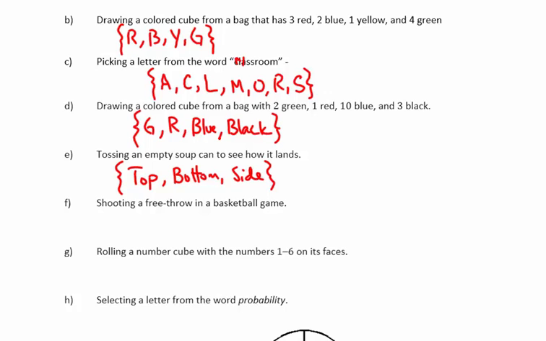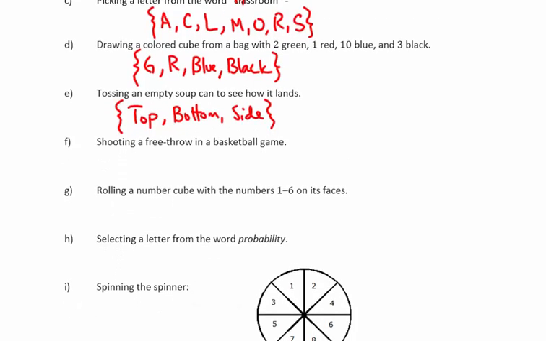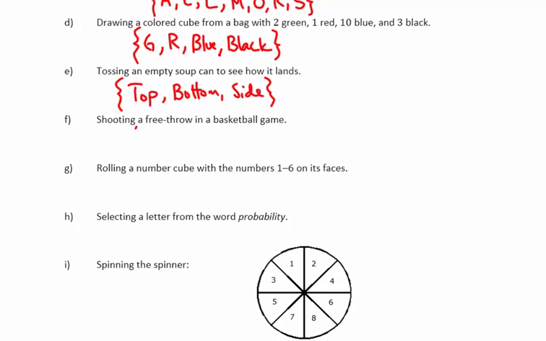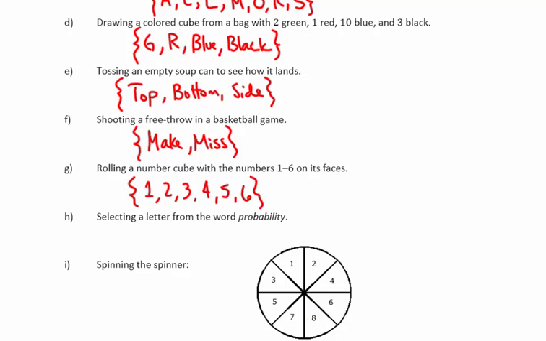Letter F, shooting a free throw in a basketball game. When we do that, we really have 2 options. We can make it, or we can miss. Rolling a number cube with the numbers 1 through 6 on its faces. Our options are a 1, a 2, a 3, 4, a 5, or a 6.